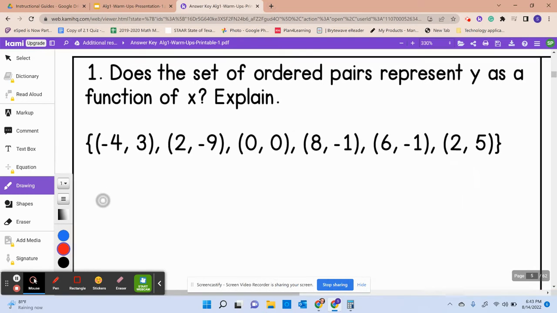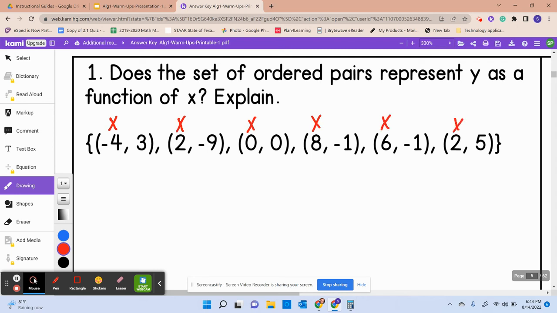All right, here's warm-up number 6. Do the ordered pairs represent a function of x? Explain. Remember, for every input value, there is exactly one output. So we want to look at what that basically means: there are no repeating x values.